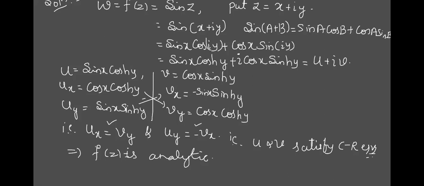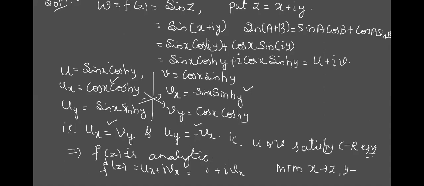Cos z, ma'am. So what is the expression to be used here? f dash of z again, right? f dash of z is ux plus ivx. So if I write the ux value and the vx value and substitute, then we have to apply the Milne-Thomson method: change all the x to z and y to 0.